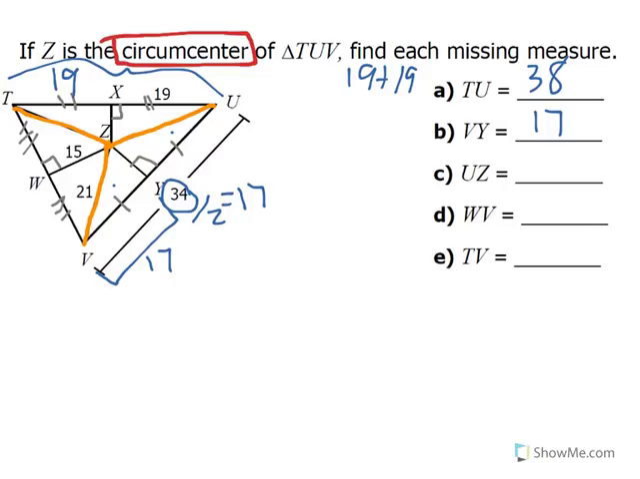So UZ is right there. Now here we're going to need to use the fact that from the circumcenter to the angles, they're all congruent. These were all congruent. So since this is 21, that means UZ is 21.